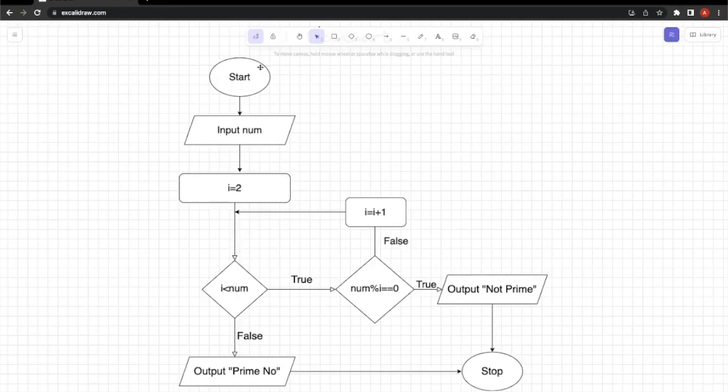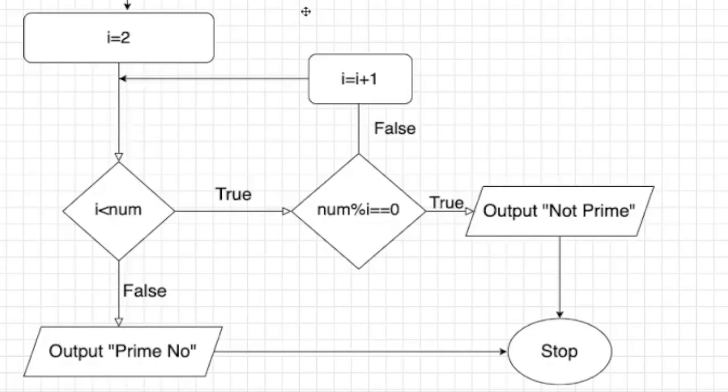As usual, whenever we start with a flowchart, we use start. Then we take input from the user. Here, the I represents a counter. Counter in the sense, as we saw in the previous example, for 7, we consider 2, 3, 4, 5, 6. These 5 numbers are represented by I. For 7, we start the check at 2 and we stop at 6.